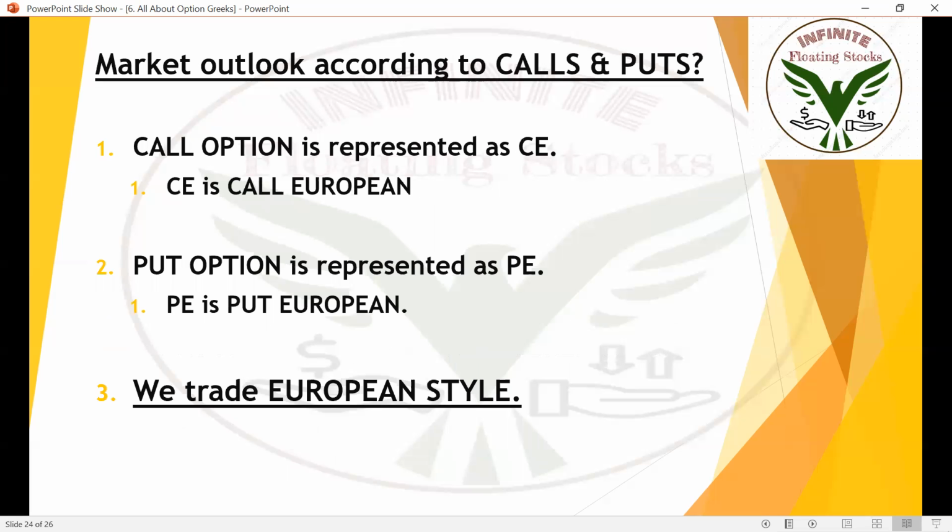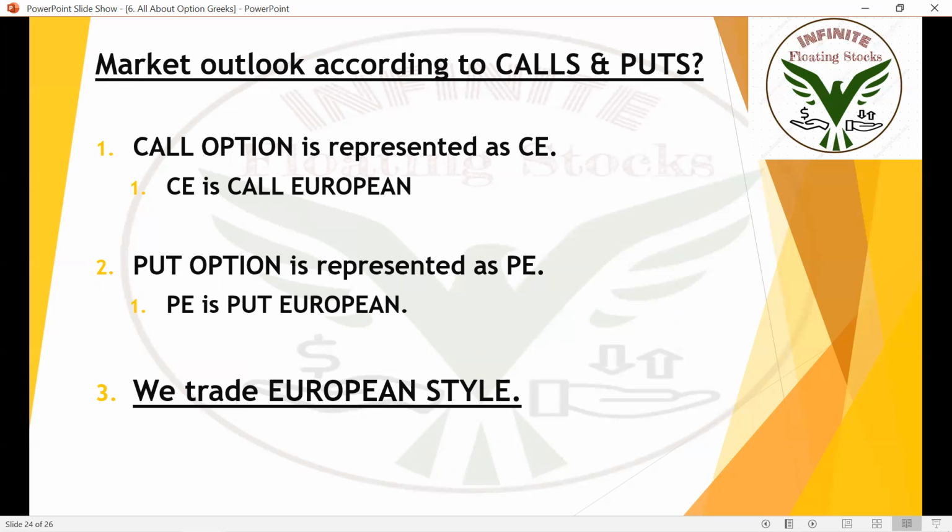Okay, so market outlook to calls and puts. You already know this. CE is call European. PE is put European. We trade European style. CA is call American. PA is put American. That's the American style of trading.